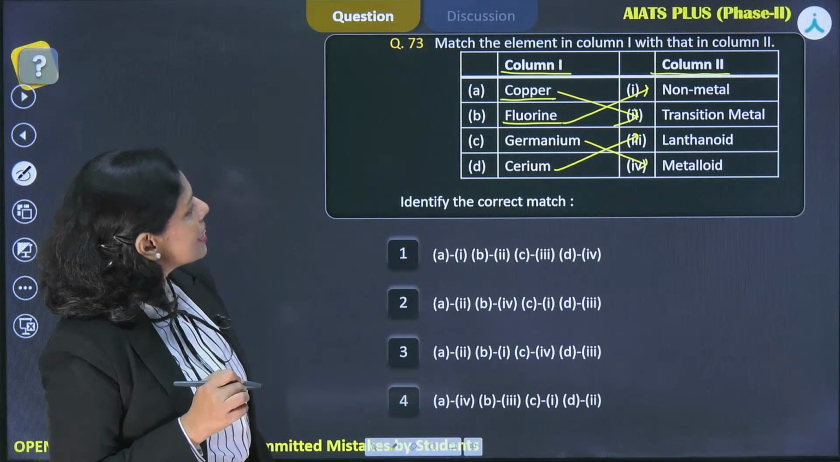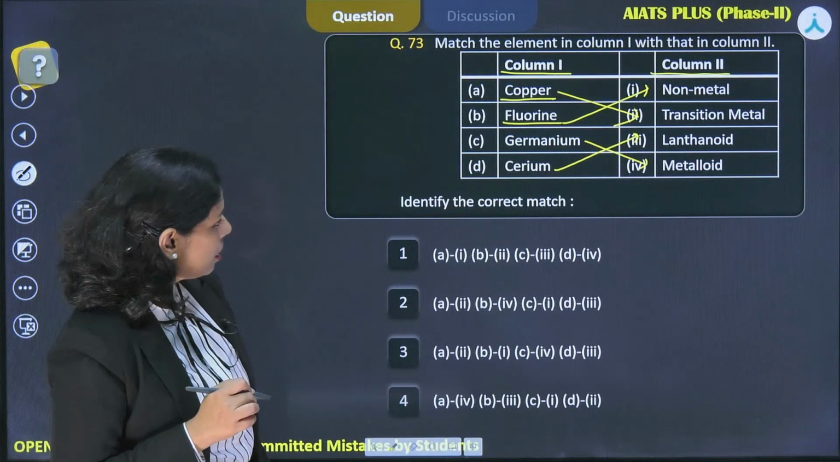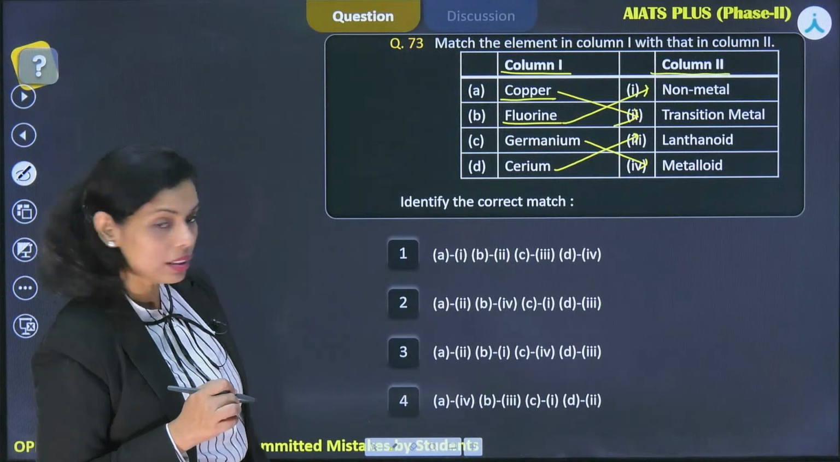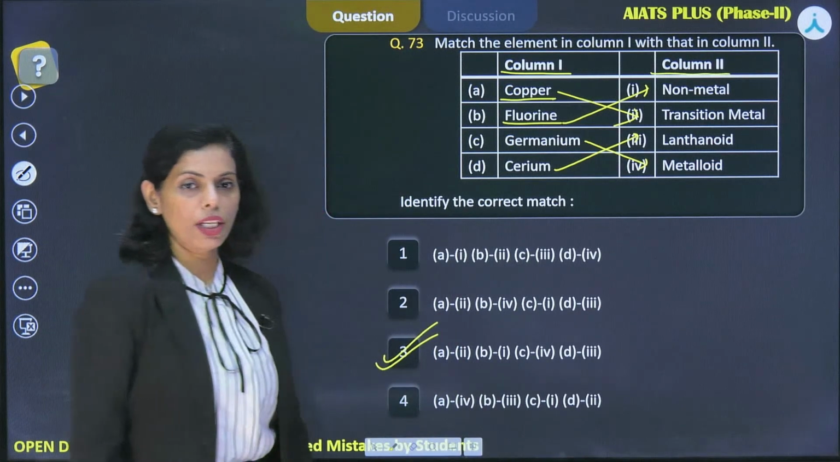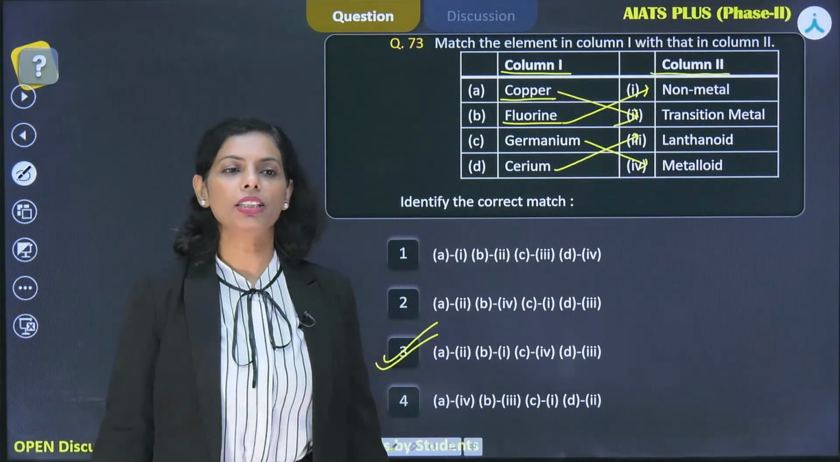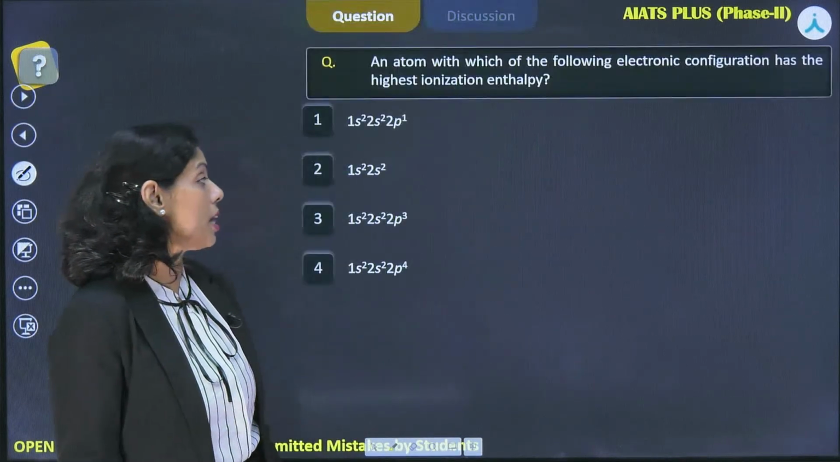A2, B1, C4, D3. C4, D3. Is it the third one? Okay. So I'll be marking here. The third is the right answer. So very good, everyone. Simple question, but sometimes we make mistakes in simpler questions as well.